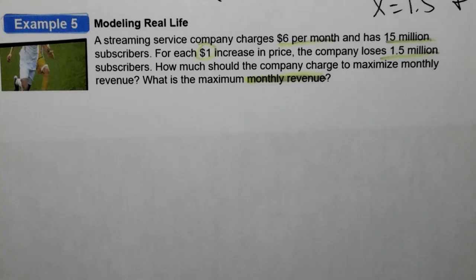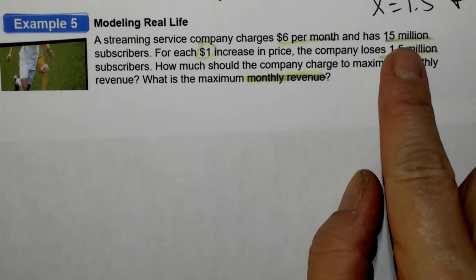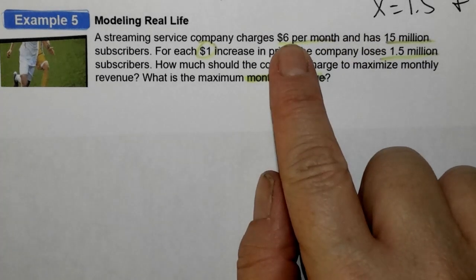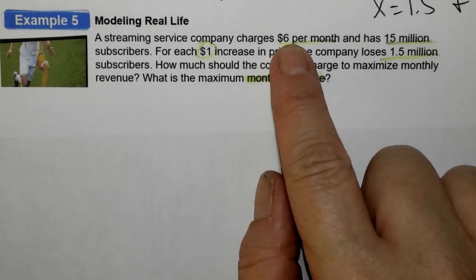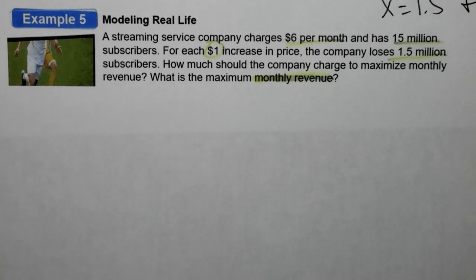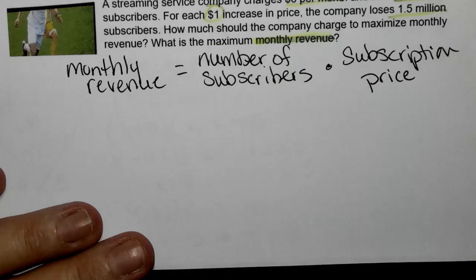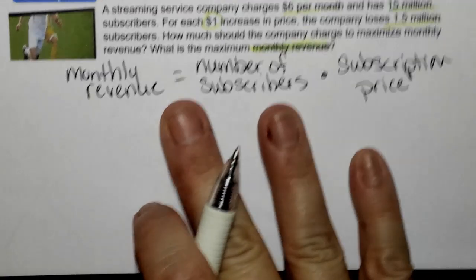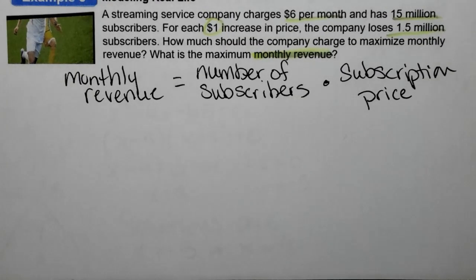All right. So how can we set this up? Well, we know that if you take your number of subscribers and multiply it by how much it costs per month, that would give you your revenue for the month. So let's start there and set something up in words. The monthly revenue equals the number of subscribers times the subscription price.